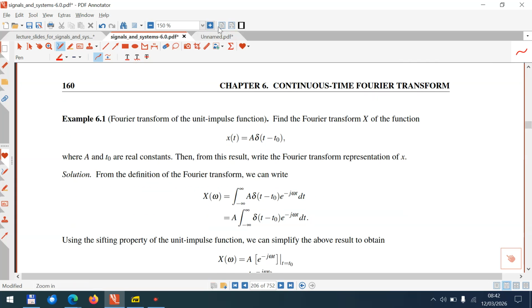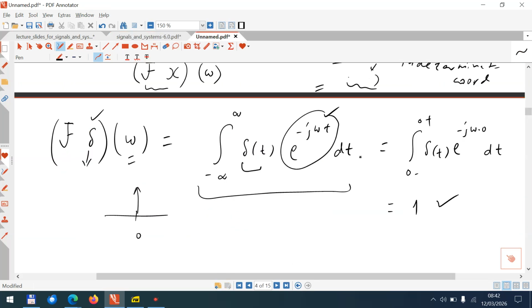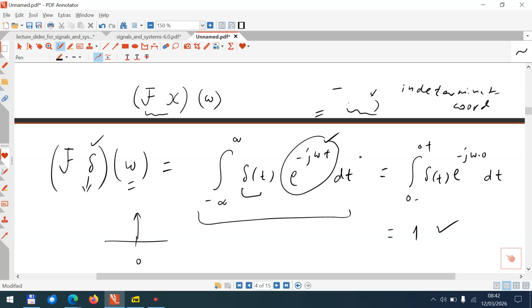Sir, can you explain this again? Which part? Say the impulse one. How did we get one? Yeah, but you said it's shifting property, right?